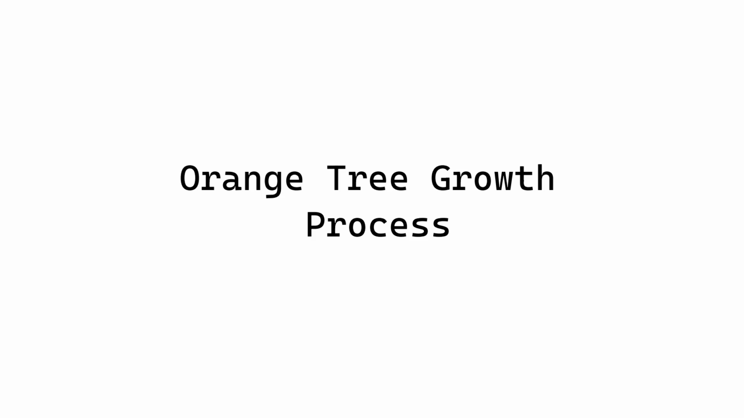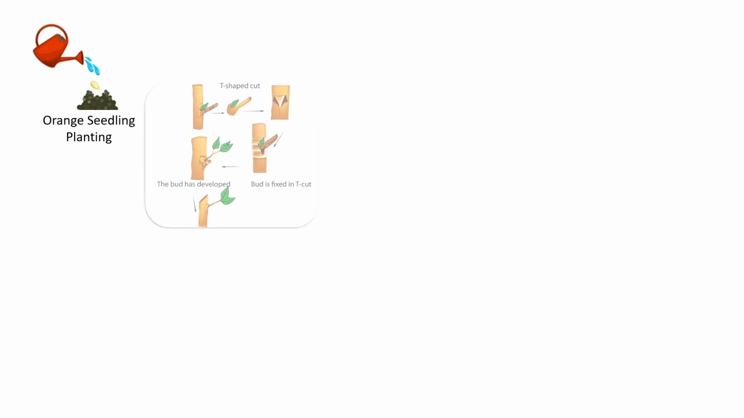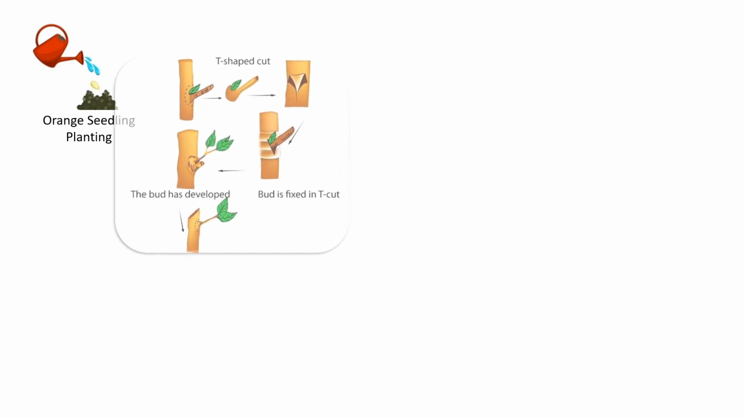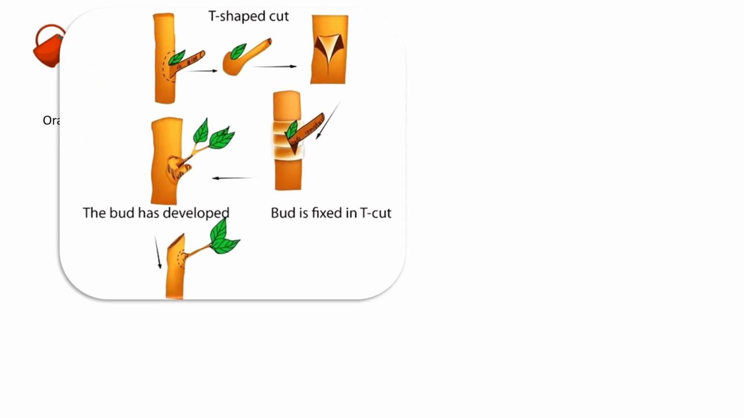In summary, orange trees can be planted from seedlings or propagated by T-budding. In T-budding, a bud from a parent plant is cut and added to another tree rootstock by making a T-shaped cut and taping it. T-budding takes about 1 to 2 weeks before the bud develops and starts growing as a part of the rootstock tree.